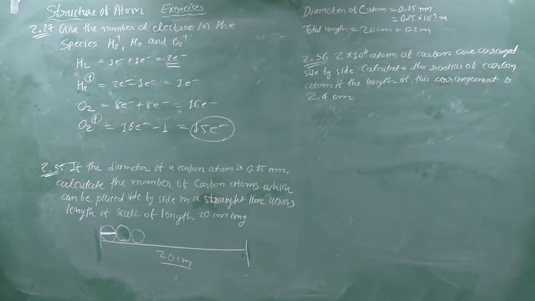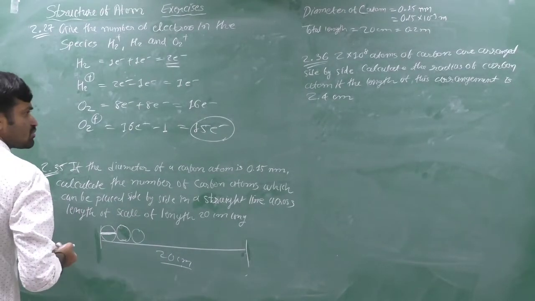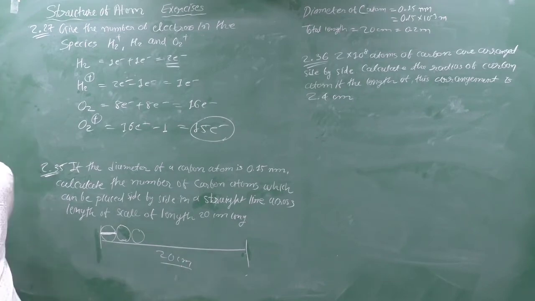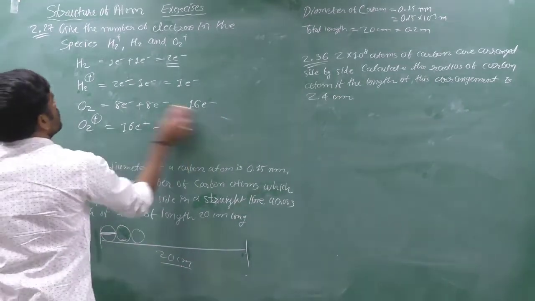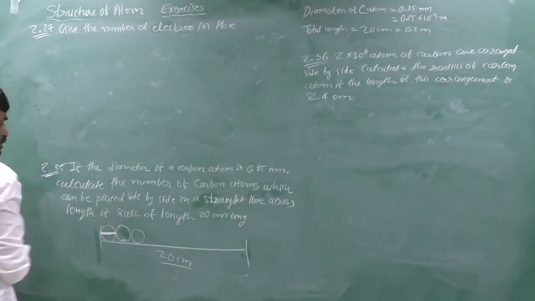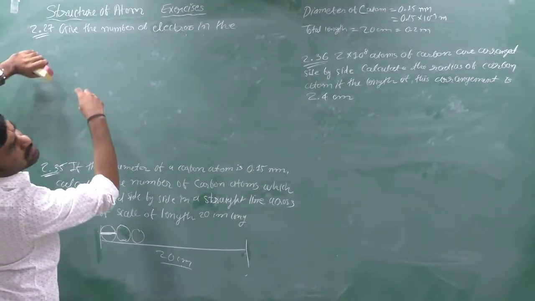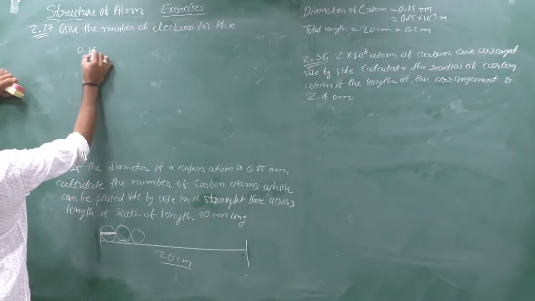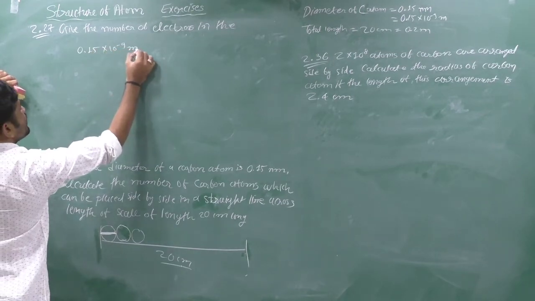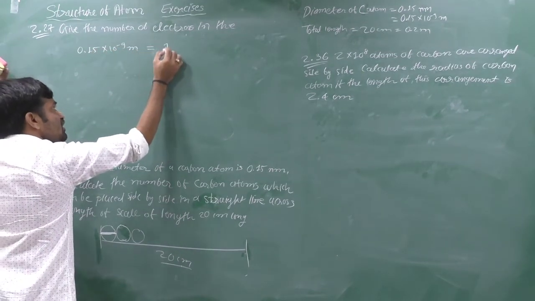Clear? Which is very simple. Then we can make the calculation. 0.15 into 10 raised to minus 9 meter. Then we can arrange 1 carbon atom.